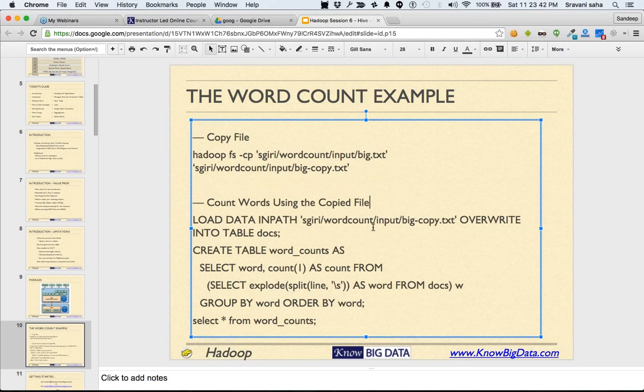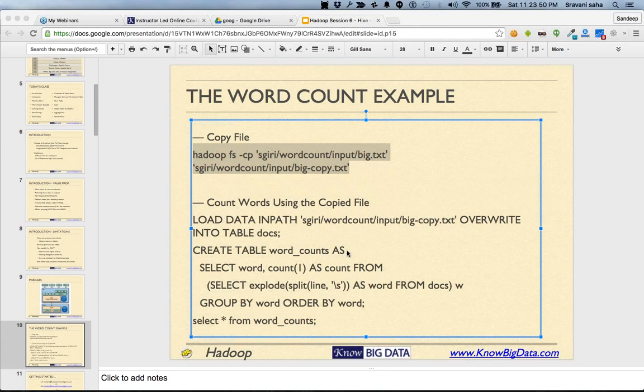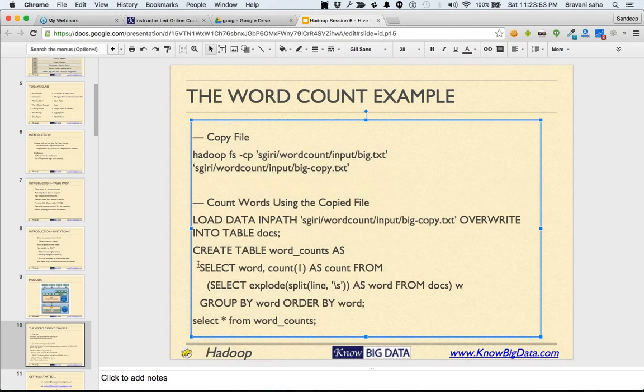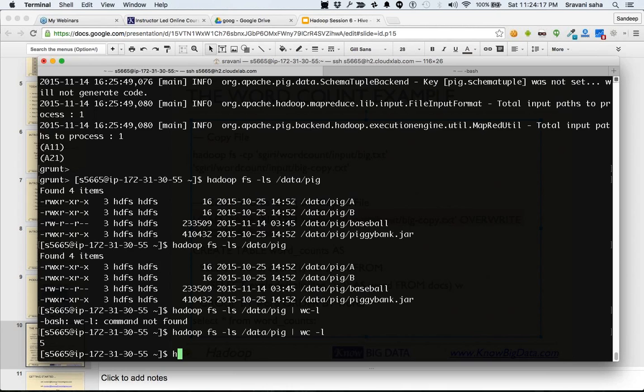All right. Quickly, you can have a look at this complex SQL query to do the word count. Look at it from inside out. First of all, we loaded this particular HDFS file into a table called docs. It created this table called docs. Let's try to see if I can make it run.